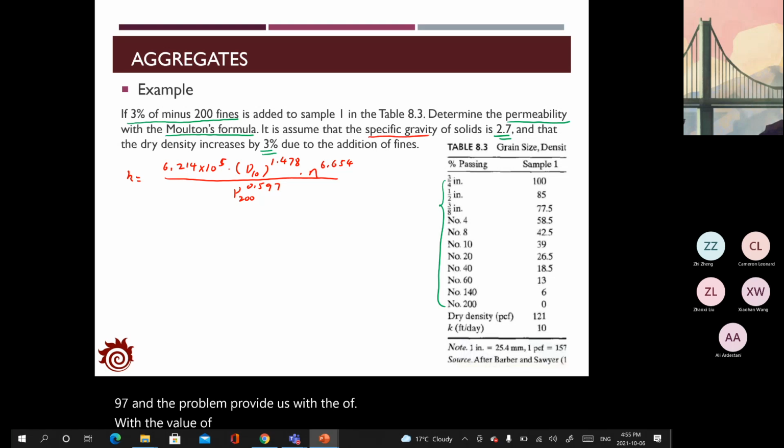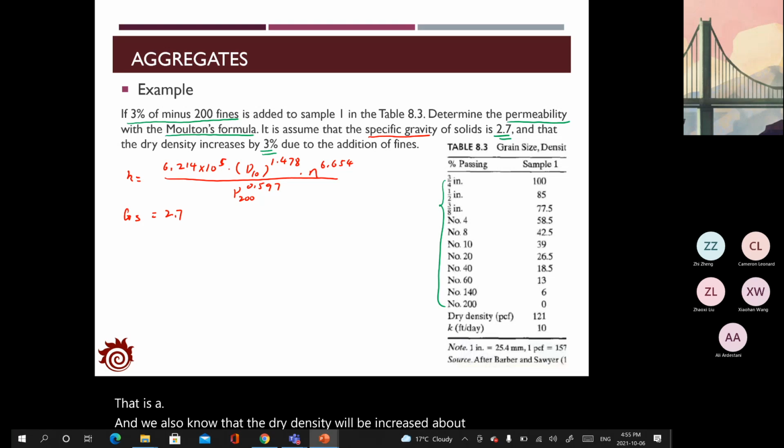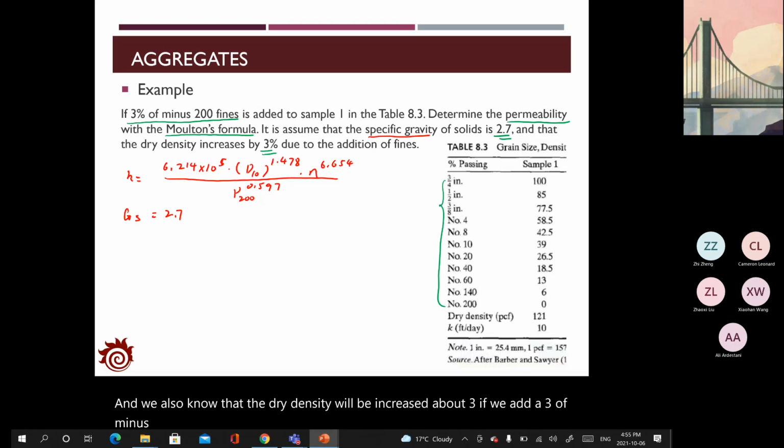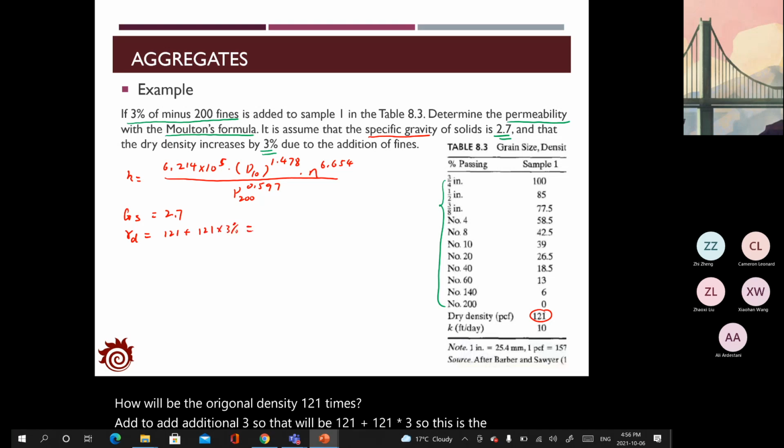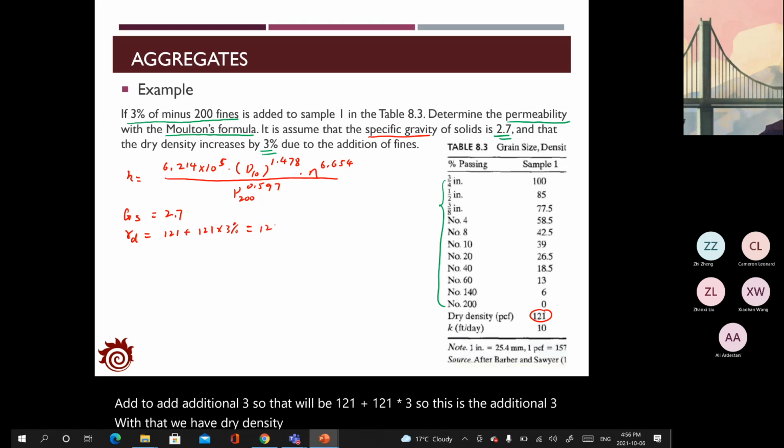The problem provides us with the value of the specific gravity, Gs, that is 2.7. We also know that the dry density will be increased about 3% if we add 3% of minus 200 fine particles. So the dry density will be the original density 121 times additional 3%, so that will be 121 plus 121 times 3%. This is the additional 3%. With that, we have the dry density of 124.6.